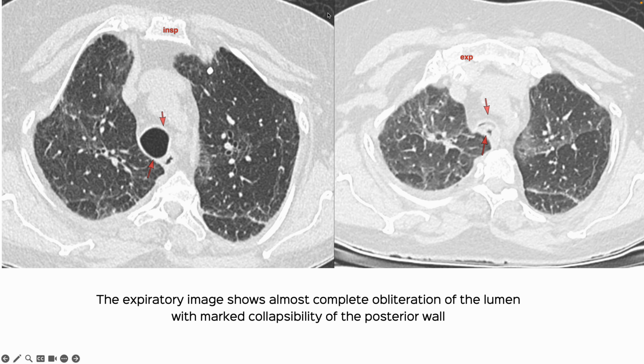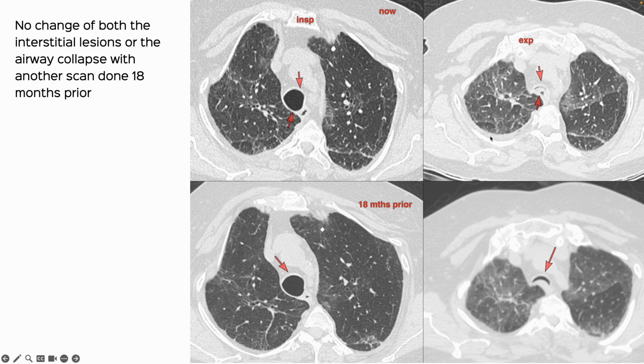The expiratory images showed almost complete obliteration of the tracheal lumen. And you can see that the anterior convexity is maintained at really posterior wall collapsibility. There was a scan done 18 months prior which shows similar findings, both in the lungs as far as the interstitial lesions are concerned, as well as the tracheal changes.